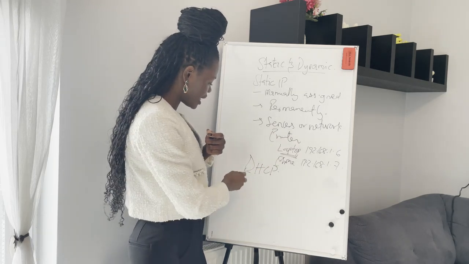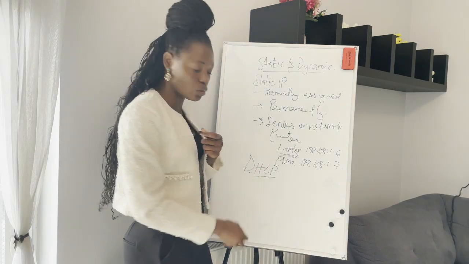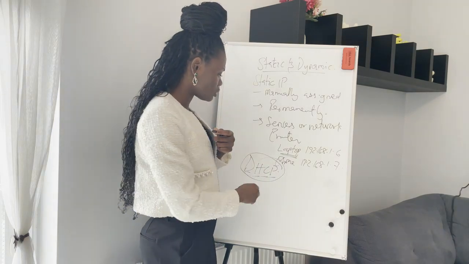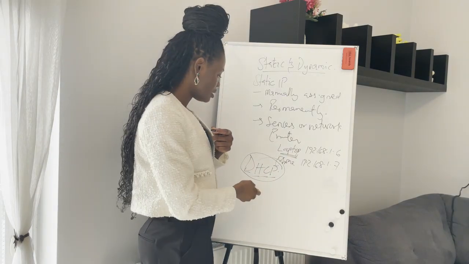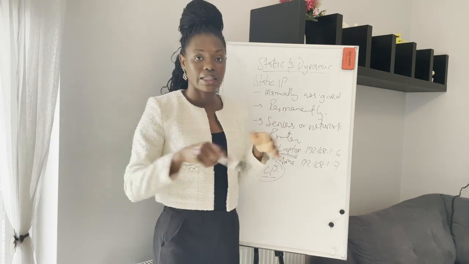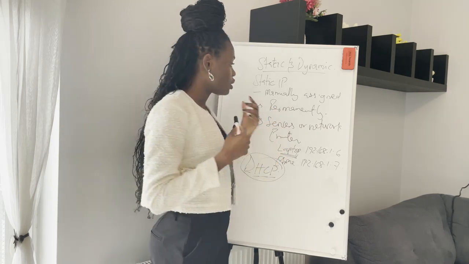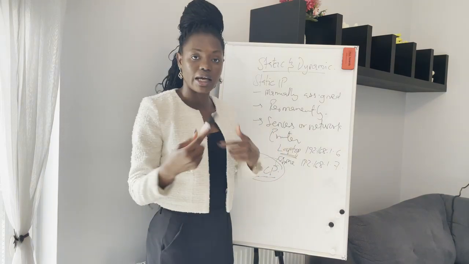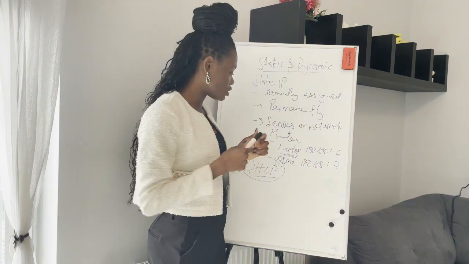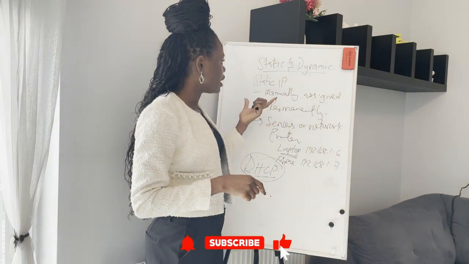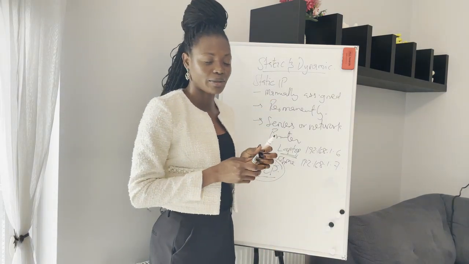DHCP is Dynamic Host Configuration Protocol. It assigns the IP, and it can also assign the subnet mask, and they are temporarily assigned. Like I said, unlike the static one, they can change over time. Like when you start your router, the IP can reshuffle itself and change. So those are the two differences between static and dynamic IP. I hope that explains it.